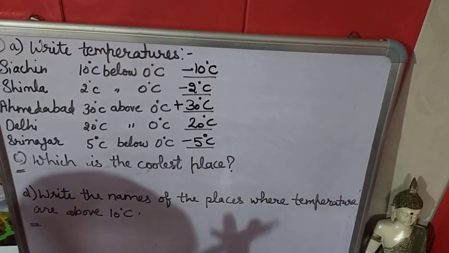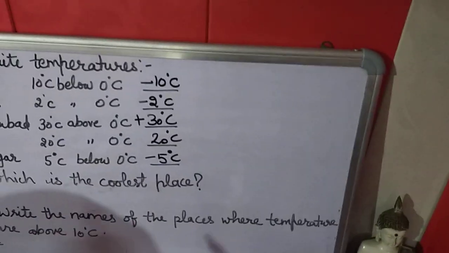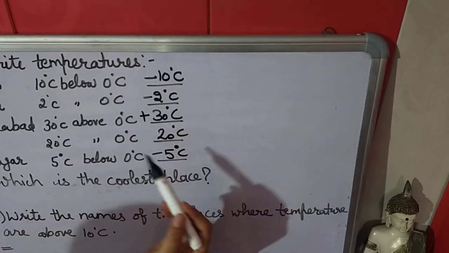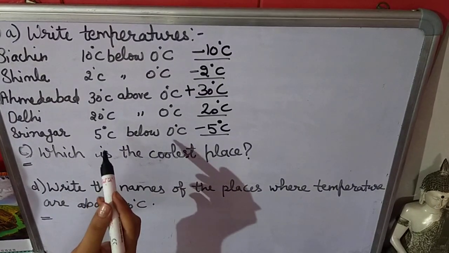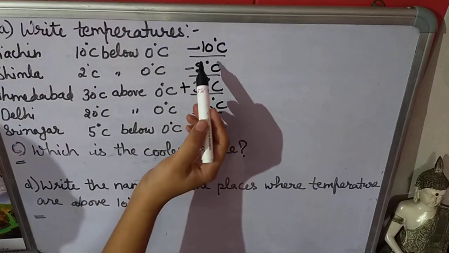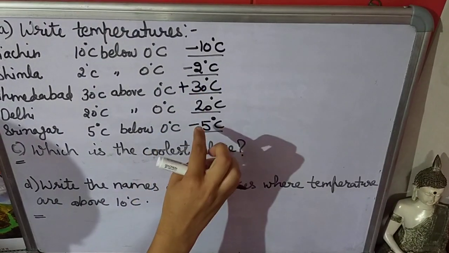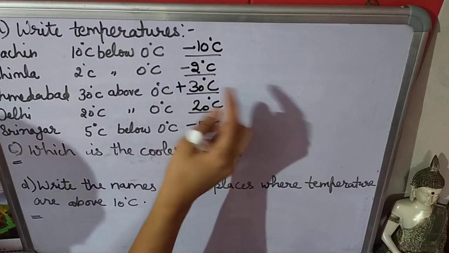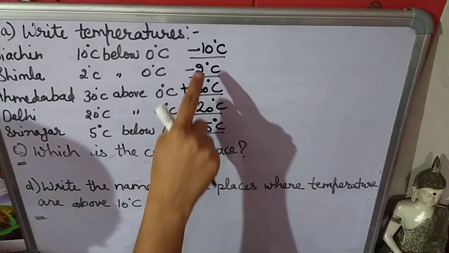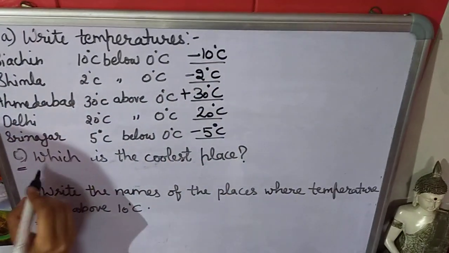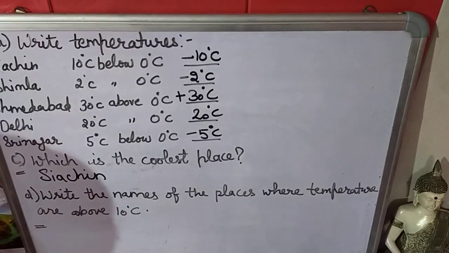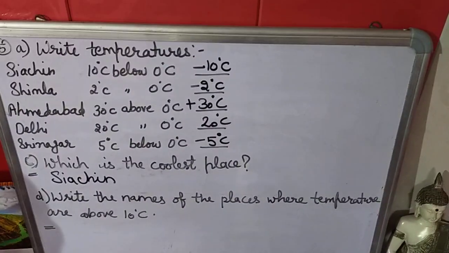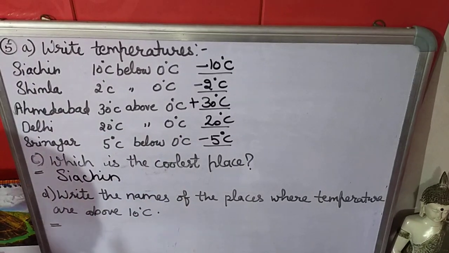If we will check the temperature now. It is minus 10, minus 2, minus 5. Which is the coolest? The lower the temperature, the cooler the place. So lower temperature is minus 10. We will compare 10 and 2. I told you in negative big is small and small is big. So coolest place is Siachen because its temperature is very low, minus 10. Because its temperature is lowest.